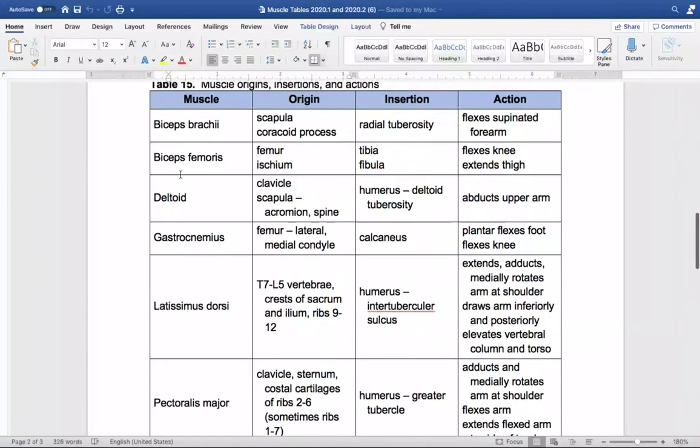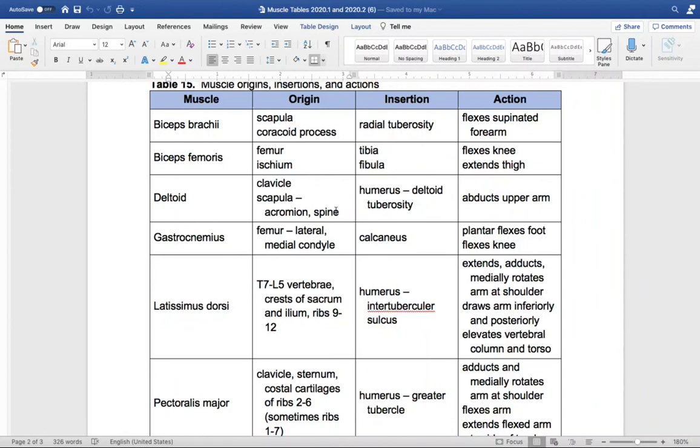The deltoid in particular has several origins, but once again, it's only going to have one insertion. We're starting to see a trend that these insertions are a bit more specific, so I really want you to focus on the insertions in particular. The deltoid originates in several places. It's going to originate at the clavicle, but it's also going to make its way around the acromion process of the scapula and insert down the spine of the scapula.